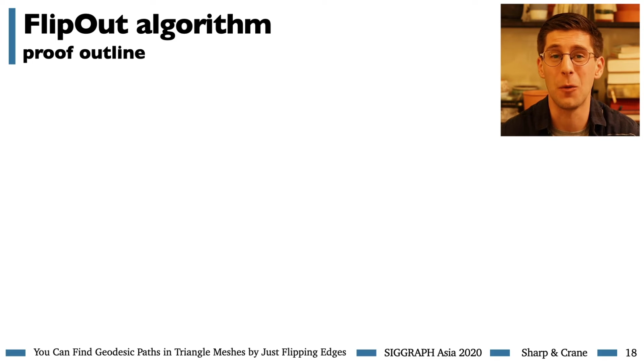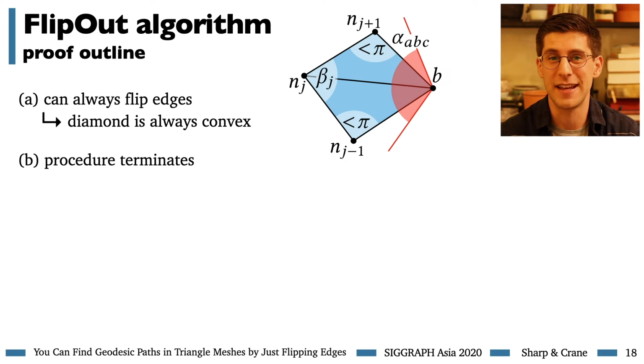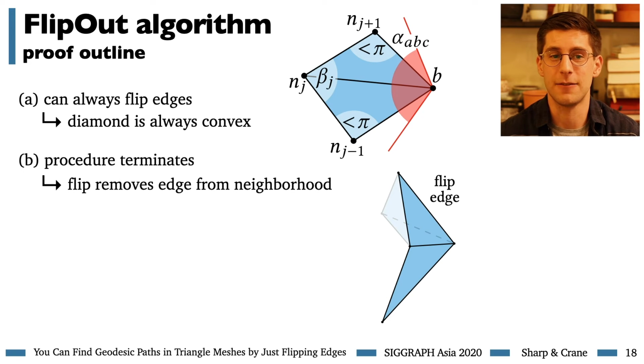We prove that this will always be the case, even on curved surfaces. Applying the flip out subroutine can always flip edges about a vertex to introduce a shorter path if the path is not yet a geodesic. This takes a few facts. First, we prove that you can always flip the edges you need to flip, which basically follows from the preconditions of the algorithm. We prove that the procedure always terminates, that you don't get stuck flipping edges forever, which you can see because each flip basically removes an edge from the neighborhood.